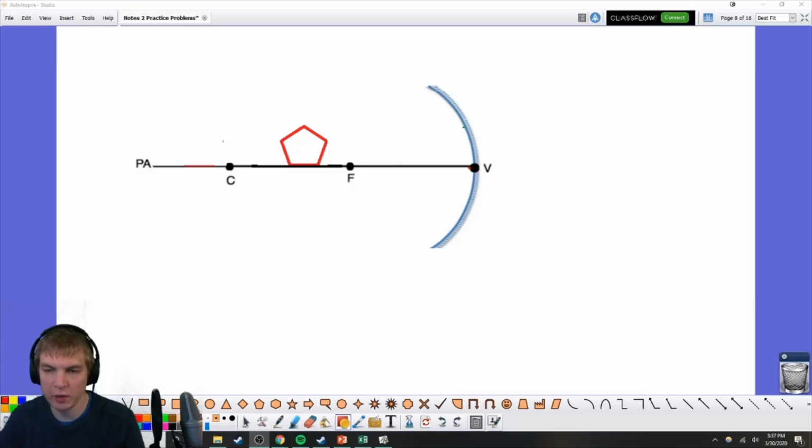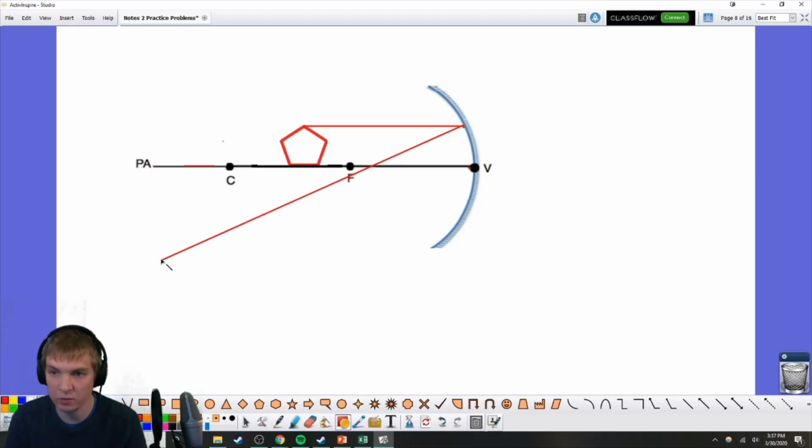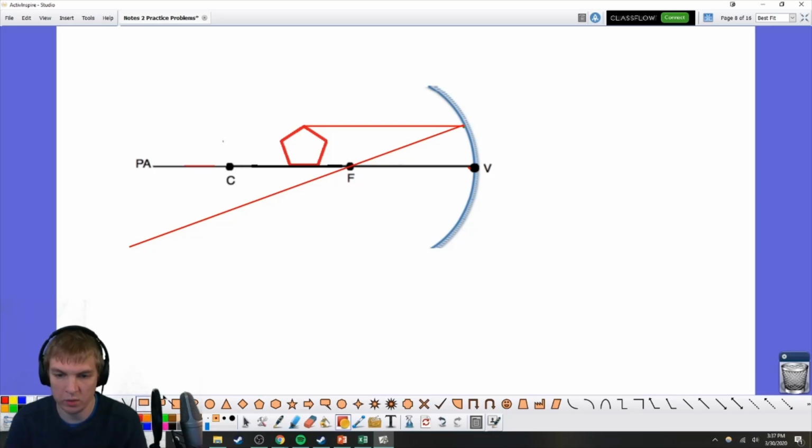Okay, let's try doing another practice for us. This is not in your practice problems, it's just for us. We're going to start by reviewing the same rules. The first rule being draw a horizontal line from the top of your object to the mirror. And the second rule says the reflection of that ray has to pass through the focal point. So just like that.